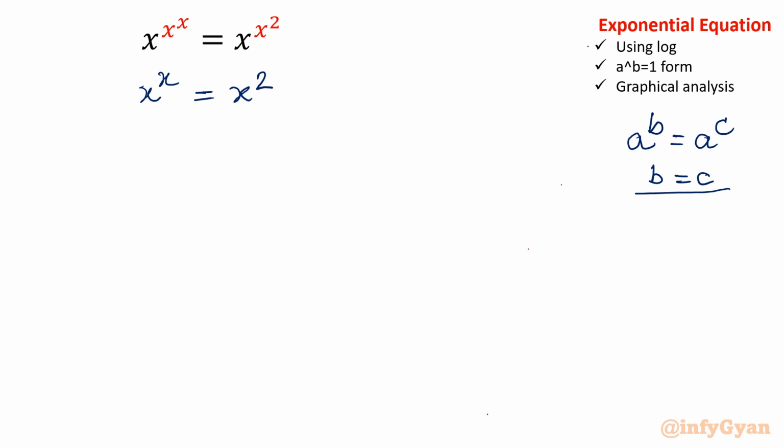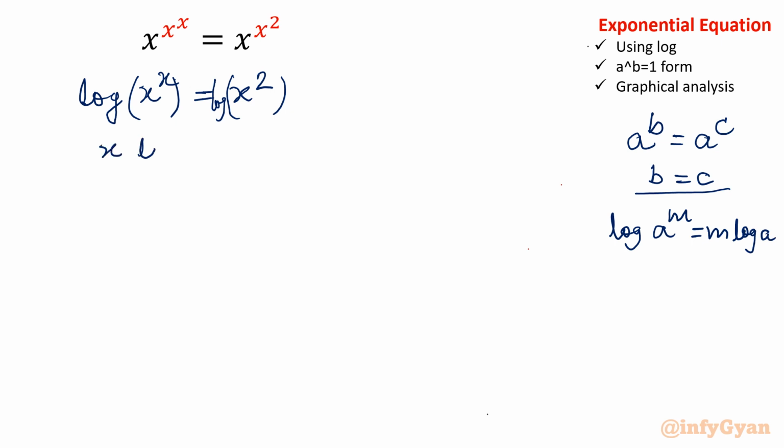Now we can take log both sides. So let's take log. Now one property of logarithmic will come into the picture, that is log a power m can be written as m log a. So I will write x log x equal to 2 log x. Take all the terms to the left side. So log x will be common out. (x minus 2) log x is equal to 0.